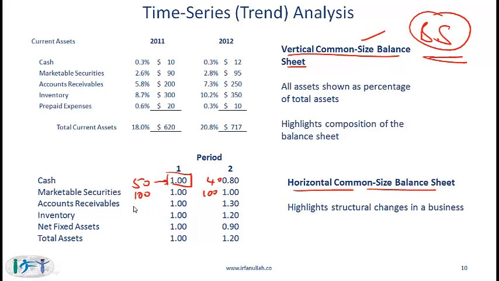Similarly, what we are looking at here with accounts receivable is that essentially accounts receivable went up by 30%. So notice that as with a vertical common sized balance sheet, even here we are doing a trend analysis over time. And again, this highlights the structural changes in a business, whereas the vertical common size balance sheet highlights the composition of the balance sheet.